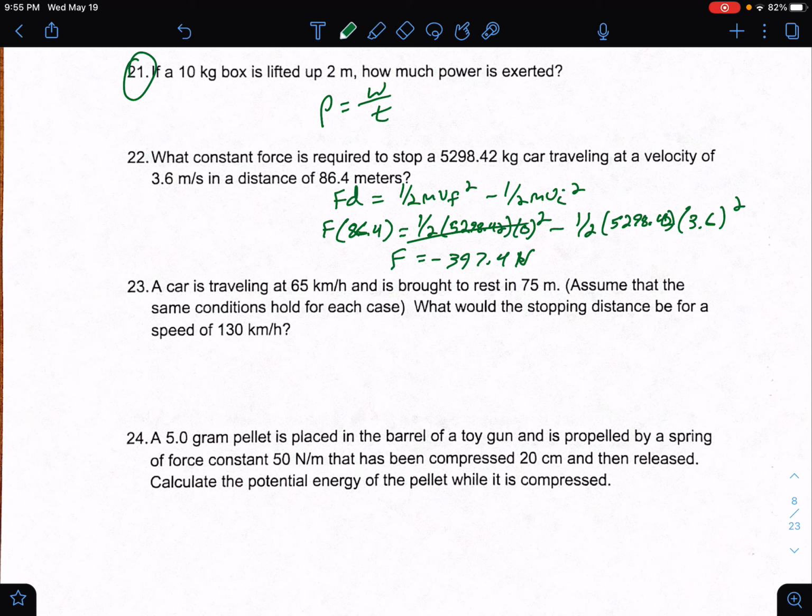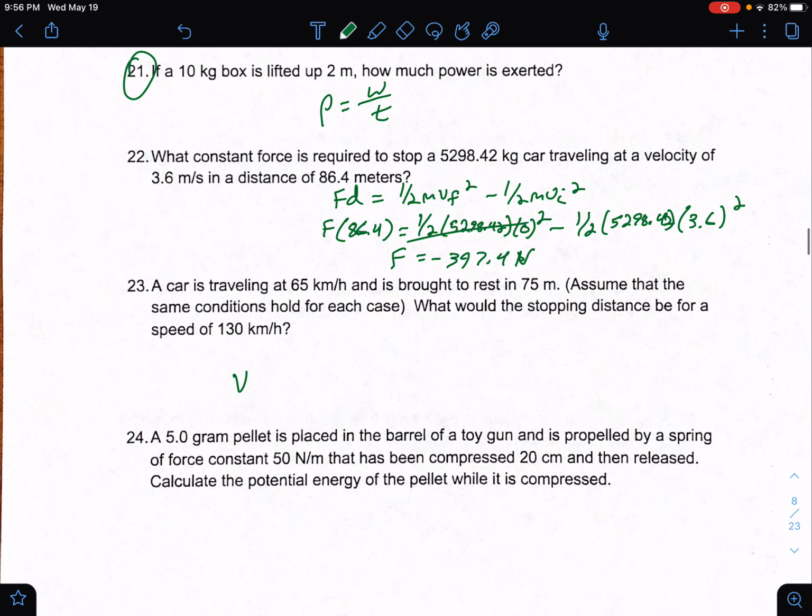23. Okay, a car is traveling at 65 kilometers per hour and is brought to rest in 75 meters. Assume that same conditions hold for each case. What would be the stopping distance for a speed of 130? So since my velocity doubled, when you look at kinetic energy, it is 1/2 mv squared. So if I were to double velocity, that means it's actually going to quadruple the kinetic energy, because it's squared, meaning that's going to quadruple the distance it would take to stop. So you take that 75 times 4, and that comes out to 300 meters. So now it takes 300 meters to stop.